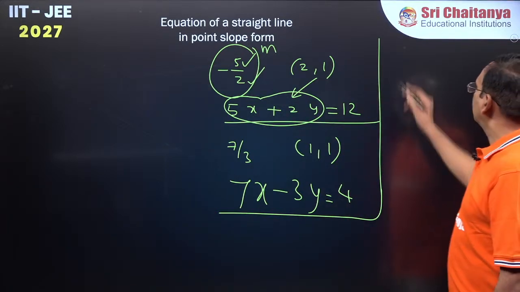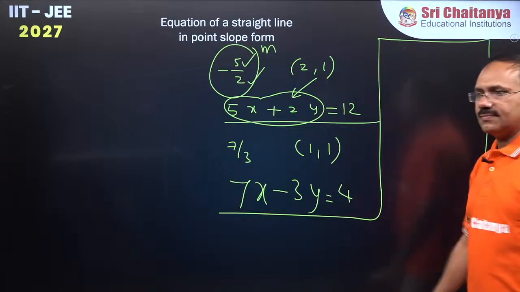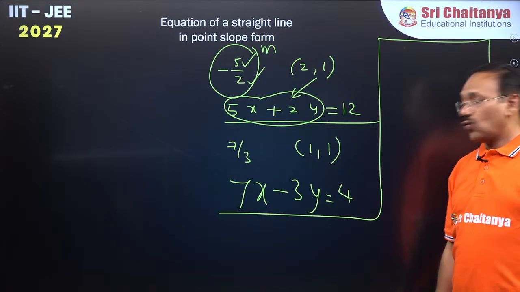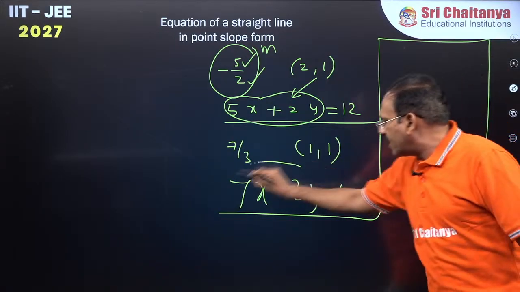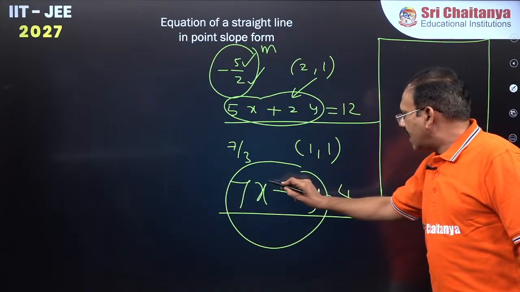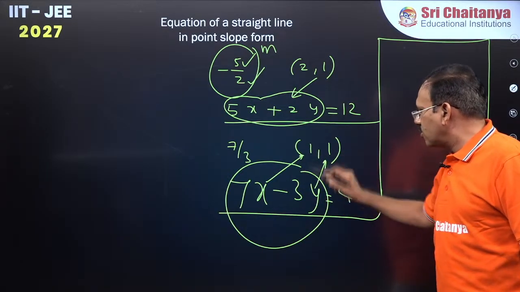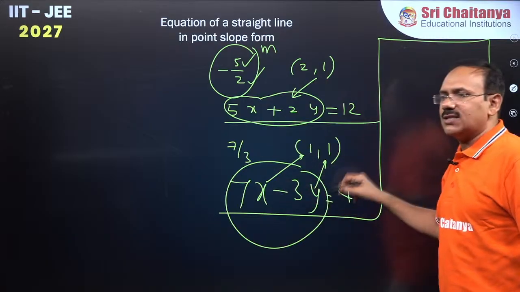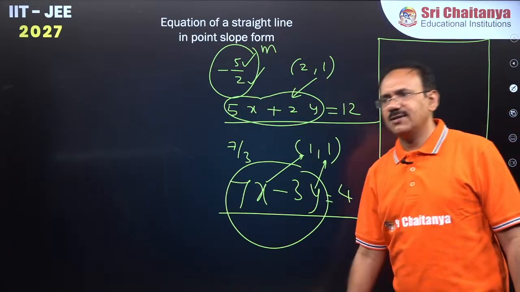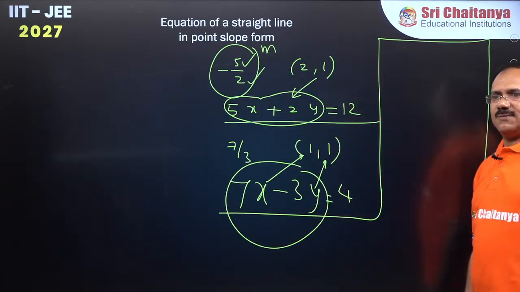You see, it is simple. After writing this, x must be replaced by the x coordinate, and the y coordinate you put here. 7 into 1 minus 3 into 1, that is 4. Got it?